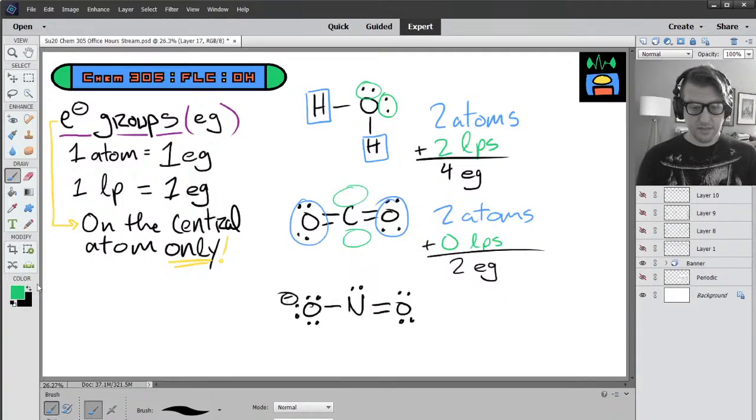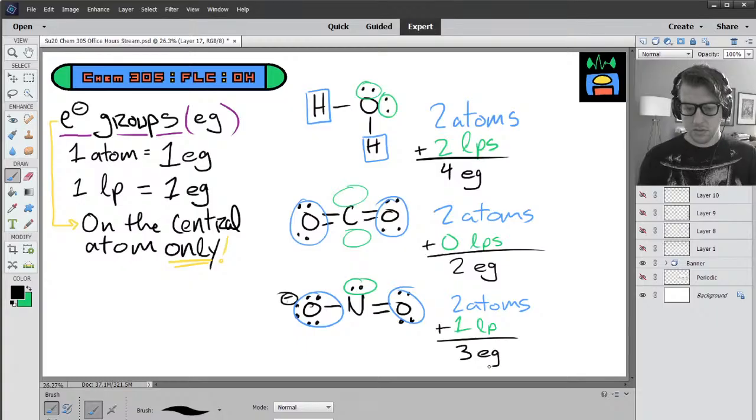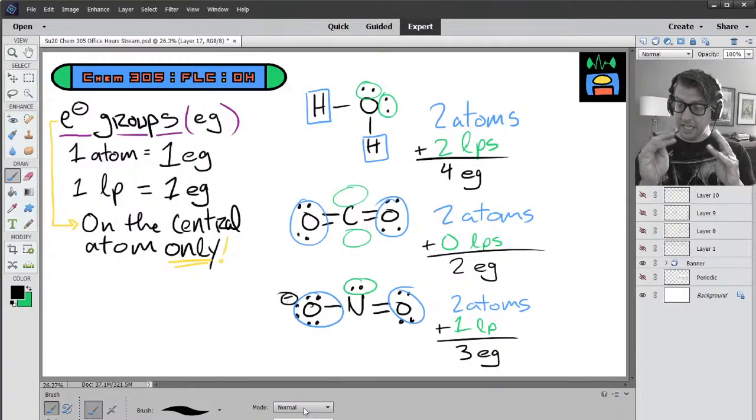When we look at our next example, nitrite, nitrite has 2 atoms. And 1 lone pair. There's 3 electron groups around nitrite. All right, so that's how you identify the number of electron groups around your central atom. You look at lone pairs on the central atom. You look at atoms on the central atom.